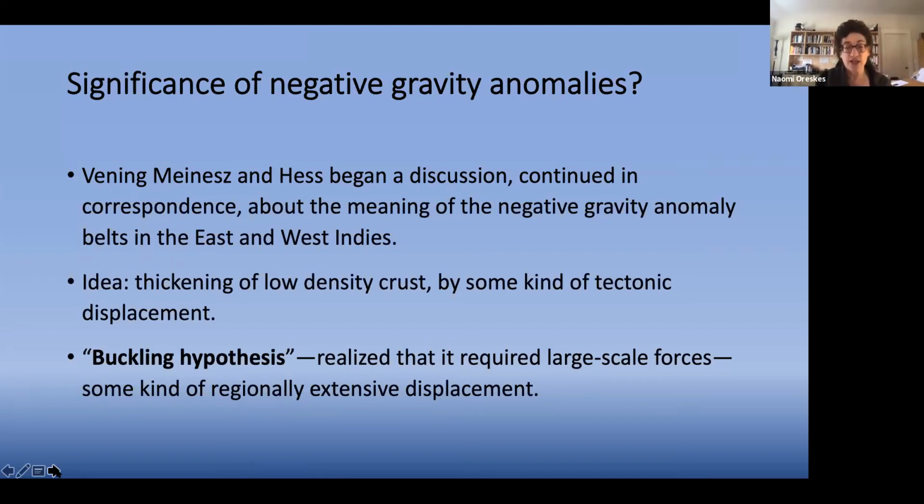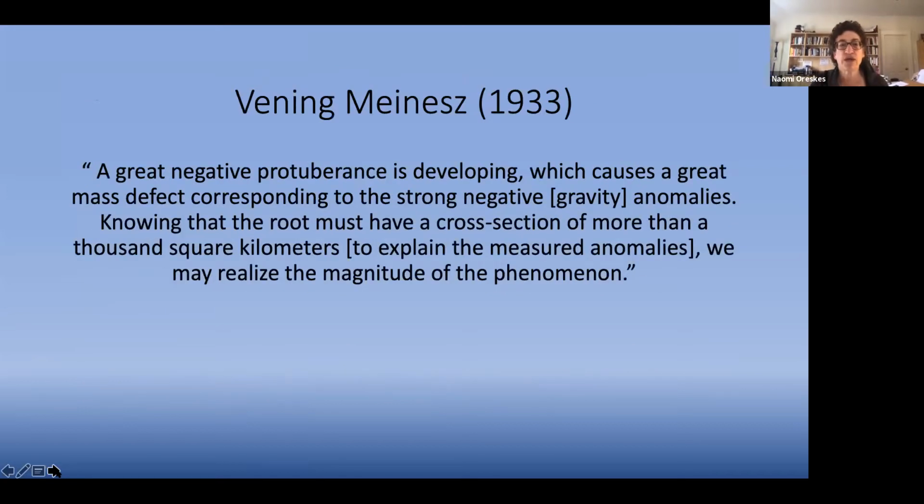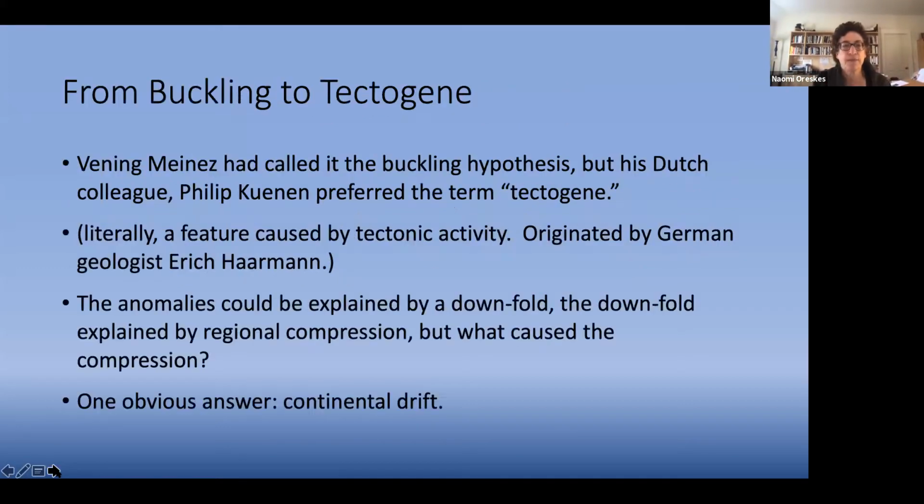And of course, this was exactly the sort of thing that Alfred Wegener was talking about when he talked about continental drift. So here's one example. In 1933, Vening Meinesz wrote, "A great negative protuberance is developing, which causes a great mass defect corresponding to the strong negative gravity anomalies. Knowing that the root must have a cross-section of more than 1,000 square kilometers, we may realize the magnitude of the phenomenon." So in other words, he doesn't quite yet know what he thinks it is, but he's saying whatever it is, it's big. This is not just a local thing. This is some large-scale crustal disturbance.